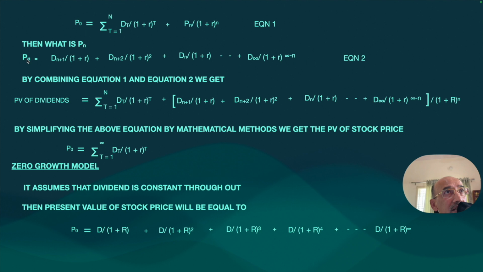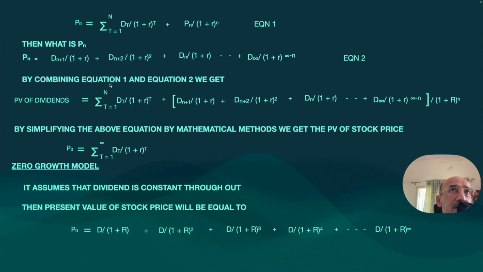Because after nth period, from n plus 1 period, the dividends are going to be issued to the other shareholders, right? So those dividends are going to be for eternity, till infinity. So if we consider that as the basis, then from n plus 1 onwards, Dn plus 1 divided by 1 plus r, Dn plus 2 divided by 1 plus r square, and so on and so forth, up till D infinity divided by 1 plus r to the power of infinity minus n. Why infinity minus n? Because nth period we have already considered here.